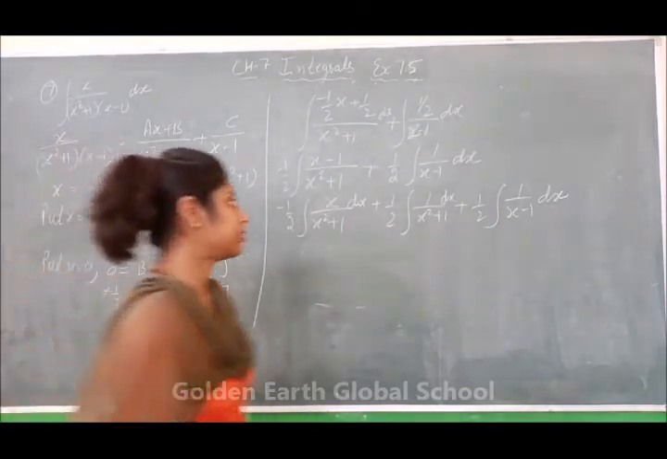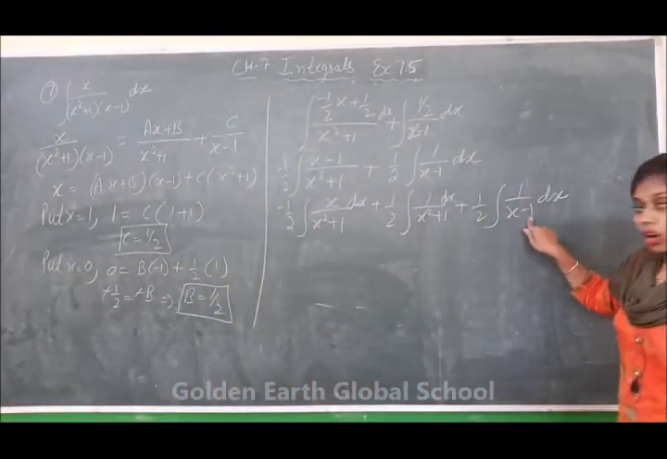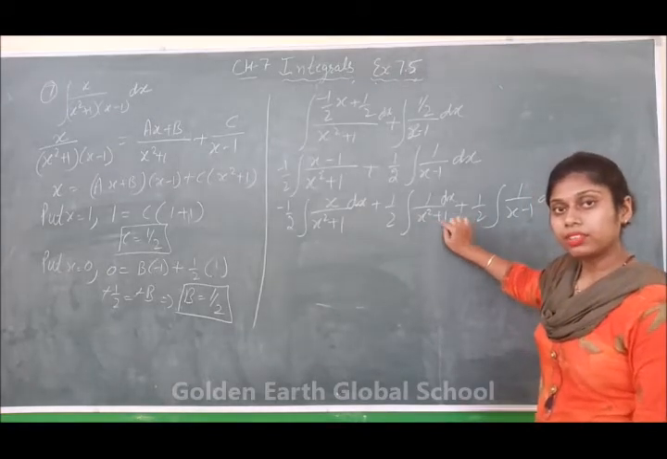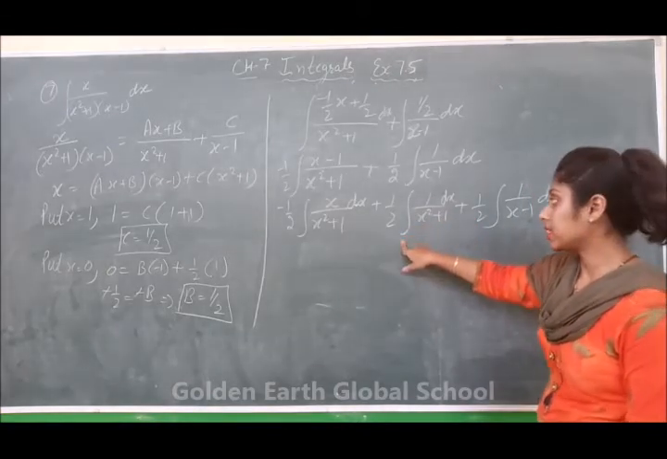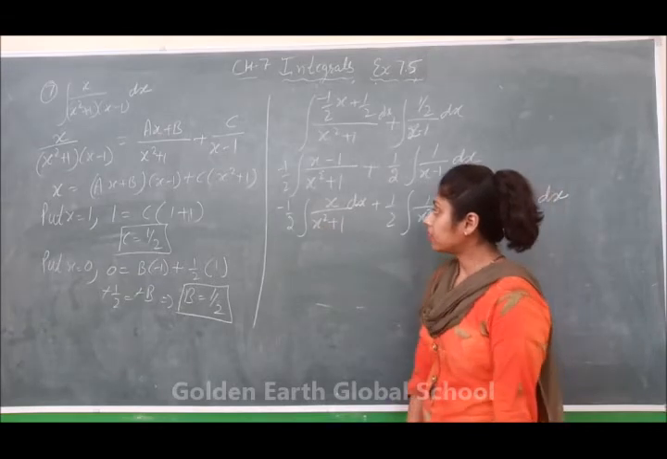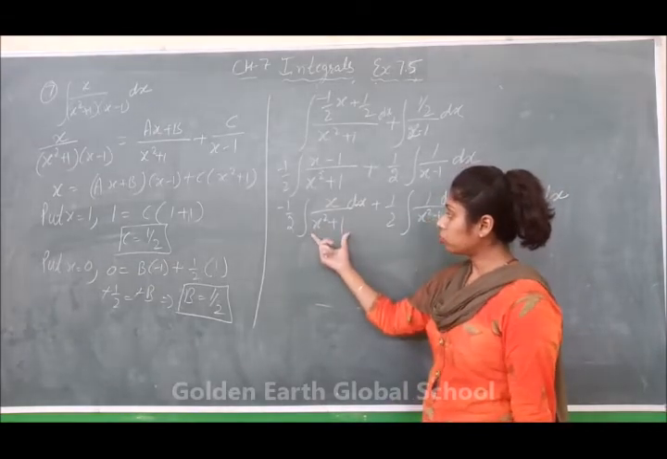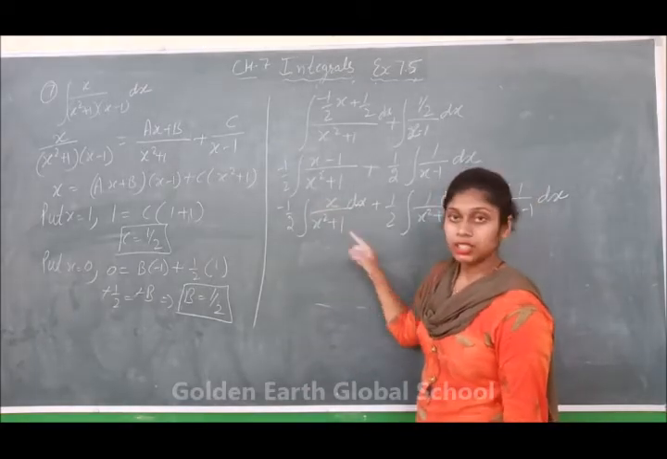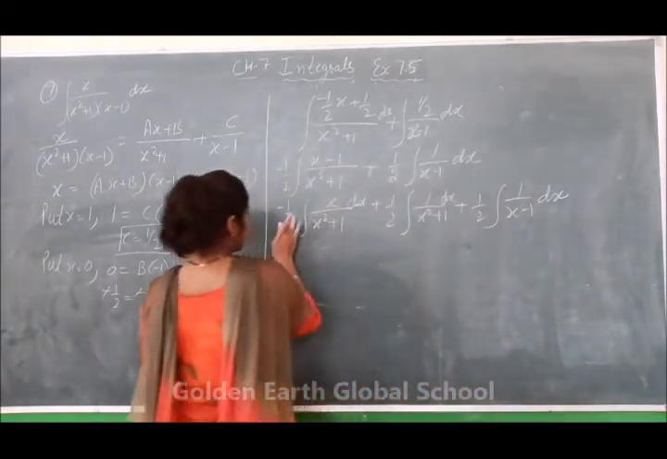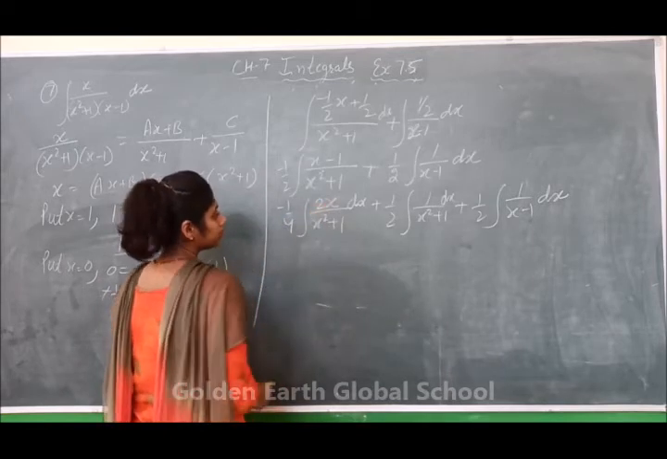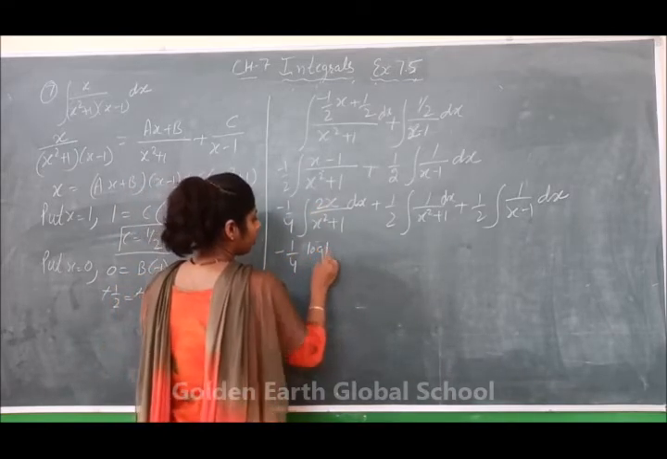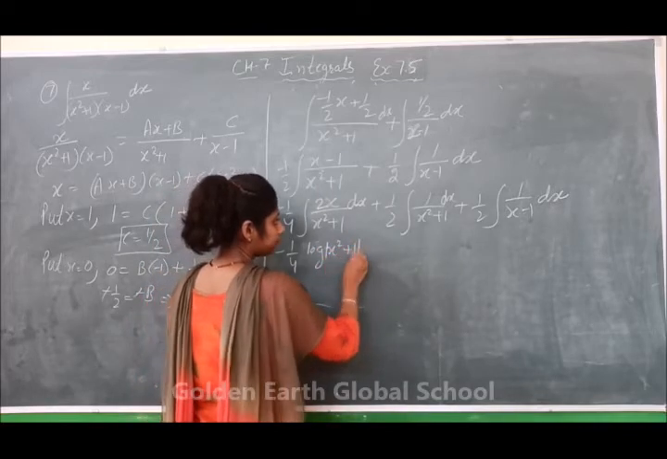For the last term it is very simple: log of x minus 1. For this we will apply the result which we had completed in the previous exercise. But here what we have to do? We have to make this the derivative of this. Derivative of this is 2x, so we have to multiply and divide by 2. So it will become minus 1 by 4 log of x square plus 1.